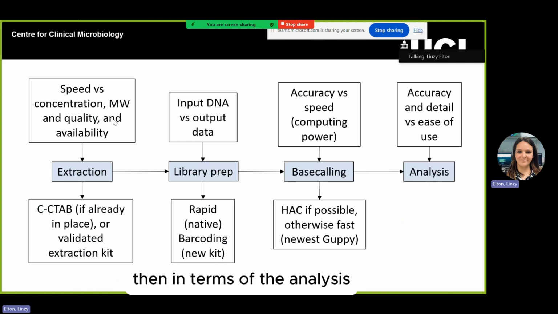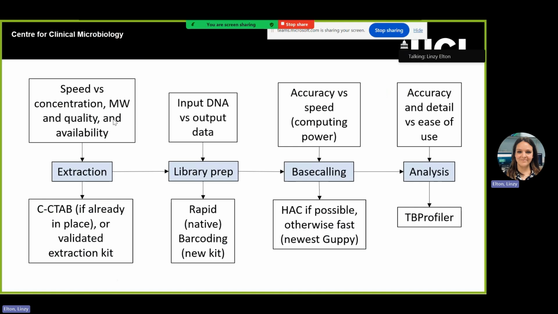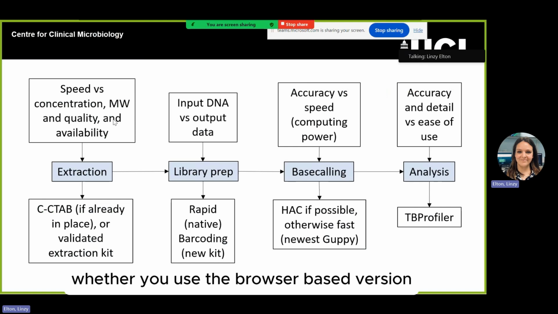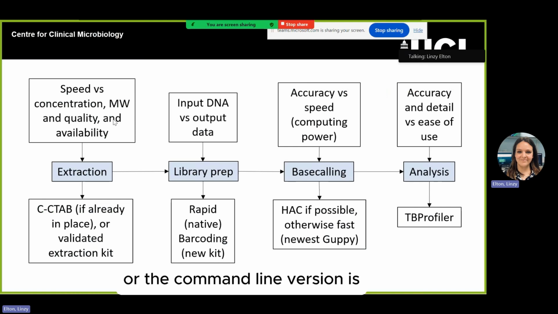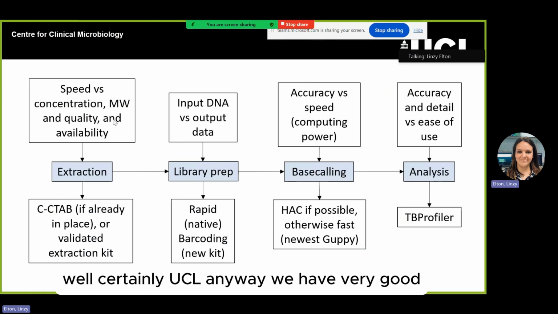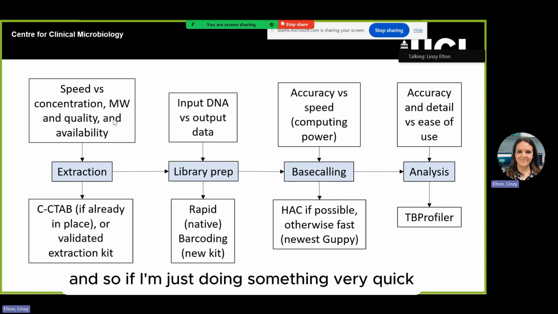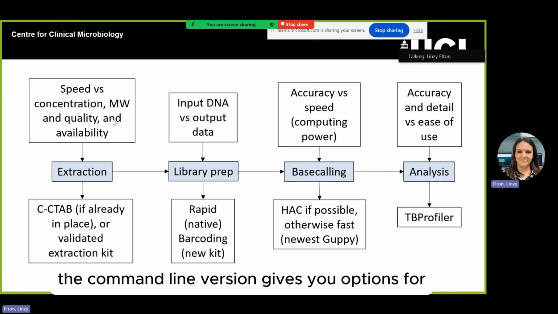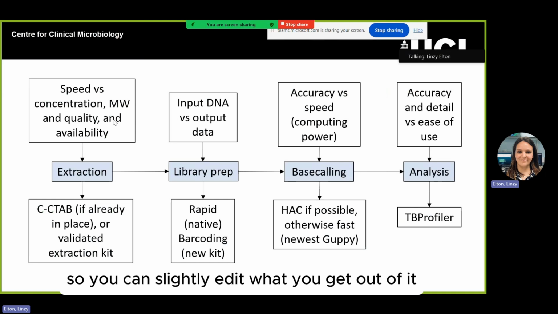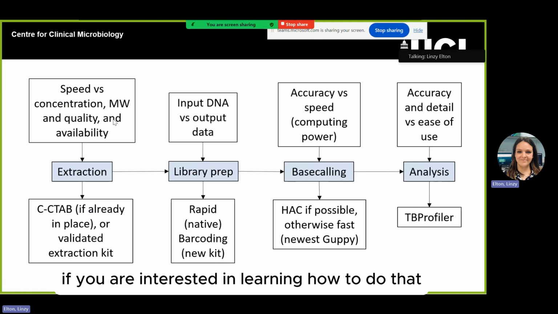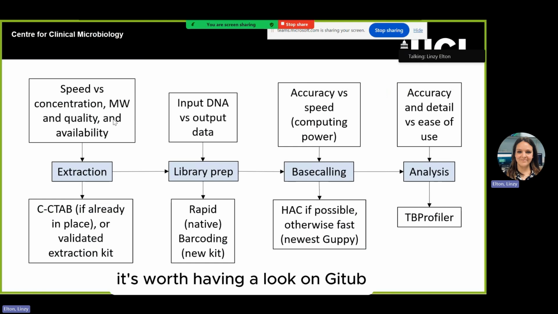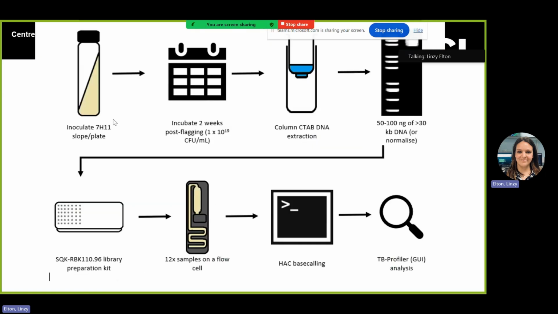Then in terms of the analysis, accuracy and detail versus ease of use, TB Profiler definitely came out on top. Whether you use the browser-based version or the command line version is obviously entirely up to you. Here in the UK, certainly at UCL anyway, we have very good internet speeds, so if I'm just doing something very quick, I just put it onto the browser. The command line version gives you options for different inputs and different outputs, so you can slightly edit what you get out of it. If you are interested in learning how to do that, it's worth having a look on GitHub and those kind of pages. And again, I can send you the link.